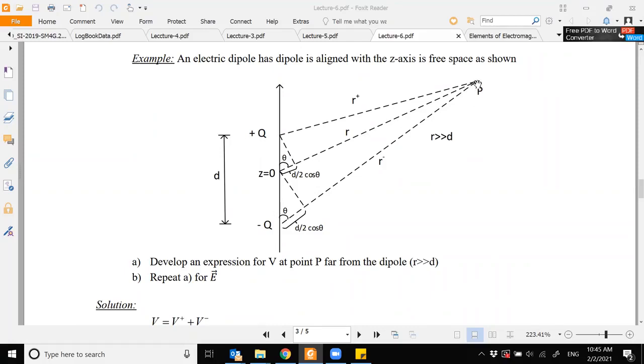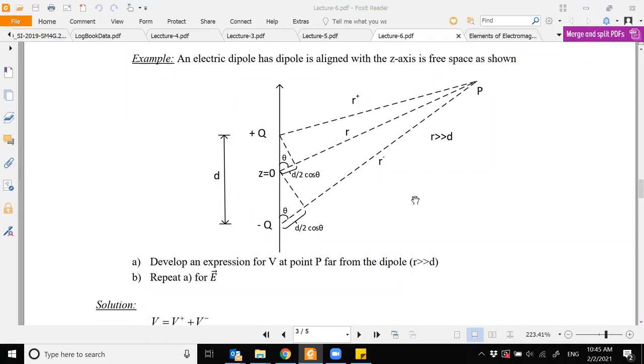My observation point P is here, which is very far. So the distance from the center of the dipole to my observation point P, which is R, is very far. If it is very far, then this condition is satisfied: my R becomes very much greater than the separation between the two charges. So this is our problem.